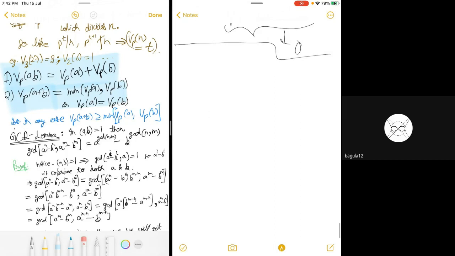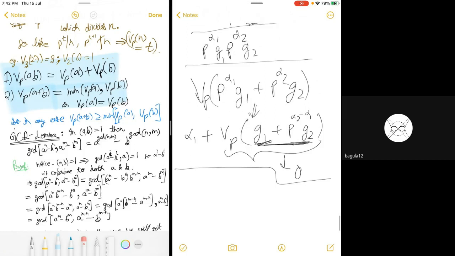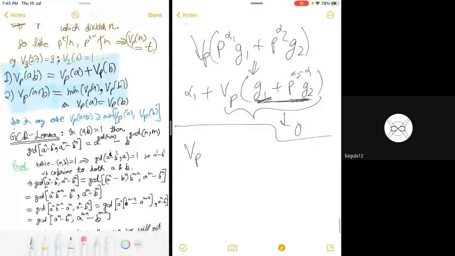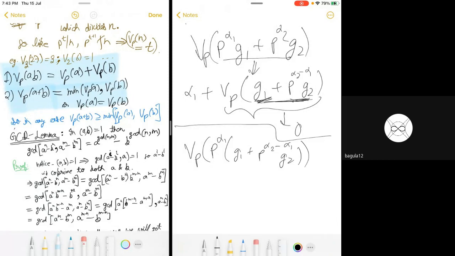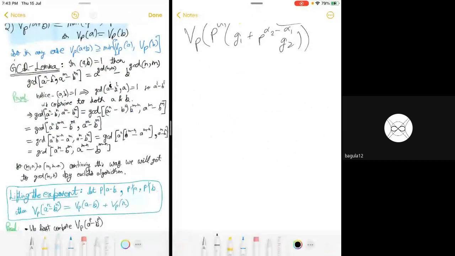How does alpha 1 come out? I'm proving that. You can write this thing as p to the alpha 1 G1 plus p to the alpha 2 minus alpha 1 G2. Is this clear? Then you can use the first result, and this can just come out, and then we see that it is zero. Yes, that is correct.